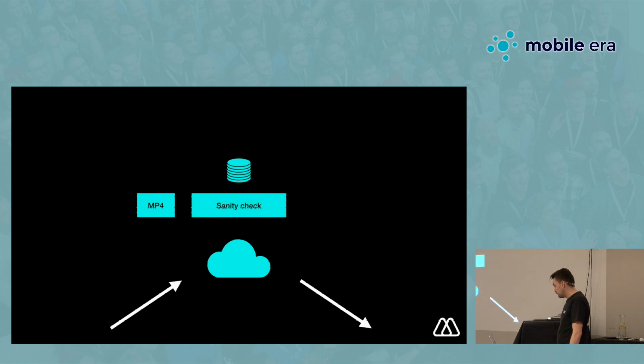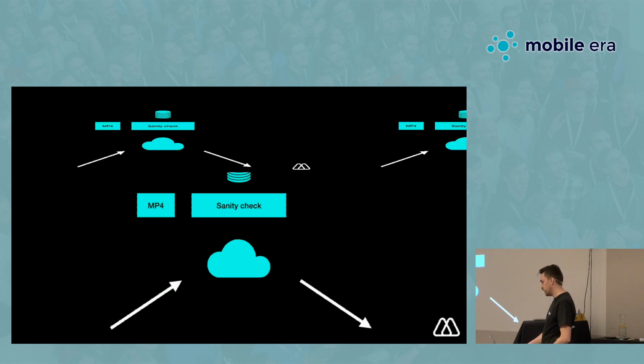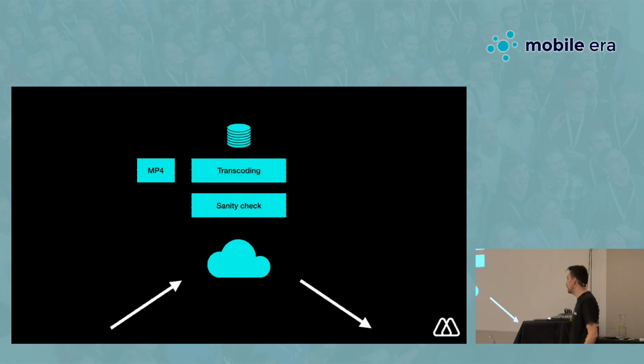So first of all, I would recommend everyone to have some sort of sanity check on your backend. Is this a format I support? Is this a video at all? Is this a container I support, a codec, and so on? And also, I would recommend everyone to have some sort of transcoding before you put your media into storage. This means that you have a common format for all your videos. It doesn't matter where it came from. All your videos are the same format in storage.